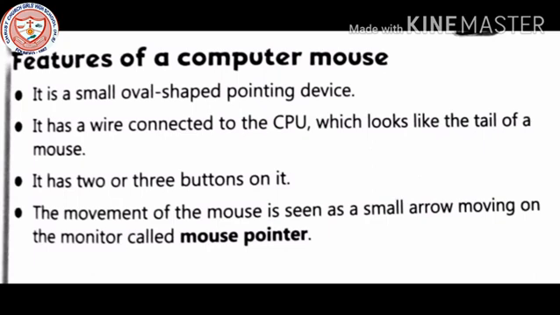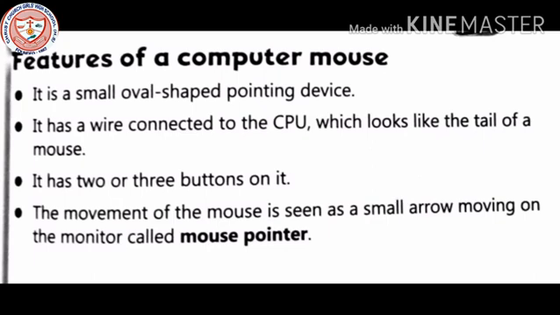Point number 2 says it has a wire connected to the CPU, which looks like the tail of a mouse. A real mouse also has a tail. So over here the wire which is connected to the CPU looks like the tail of a real mouse.